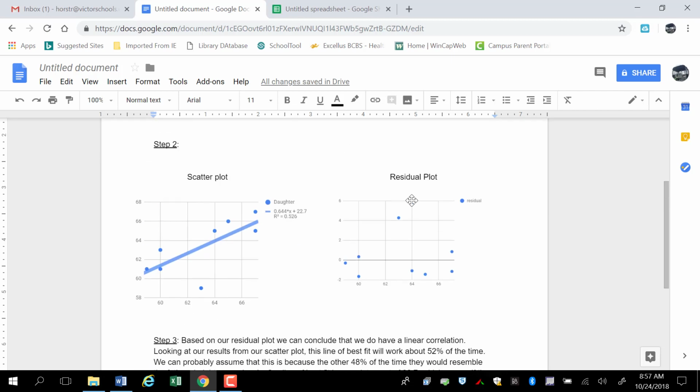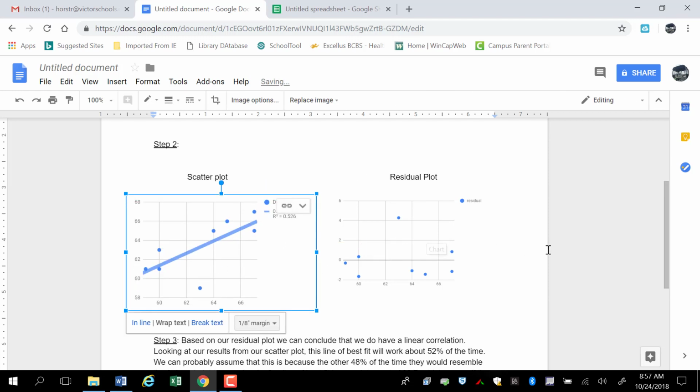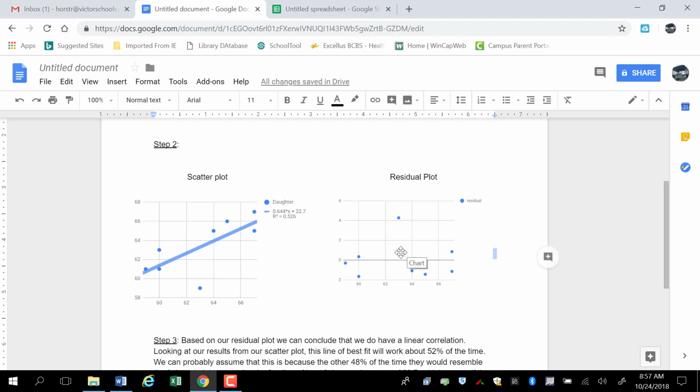Step 2 is on your Excel sheet. This is where you go and get your scatter plot and your residual plot on your Excel sheet. I already did them, so I saved some time. You guys need to go do them. If you need to go back and find the other video of the LSRL to see how these are done, go back and do that.